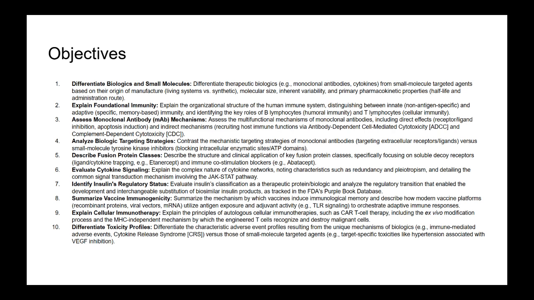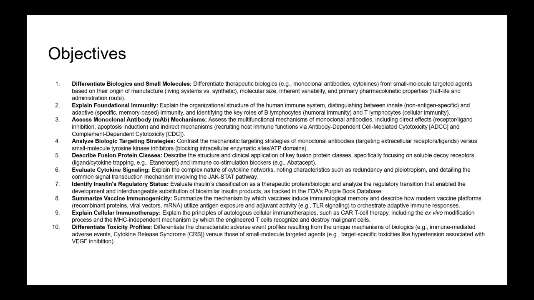Fusion proteins represent another class of biologics. These molecules can function as soluble decoy receptors, trapping ligands or cytokines, or act as immune co-stimulation blockers. An example includes soluble decoy receptors, like etanercept, which inhibit cytokines, and immune co-stimulation blockers such as abatacept.